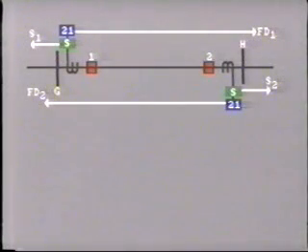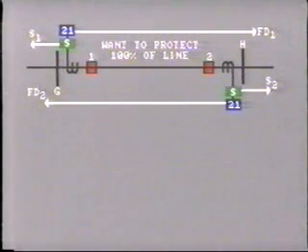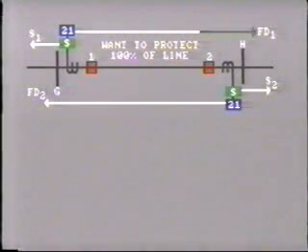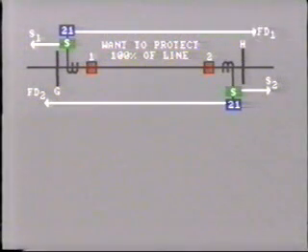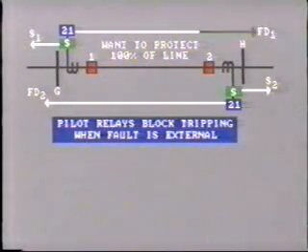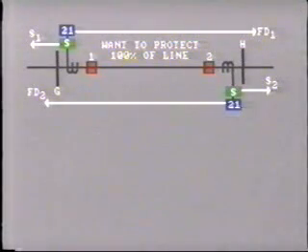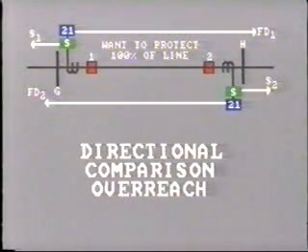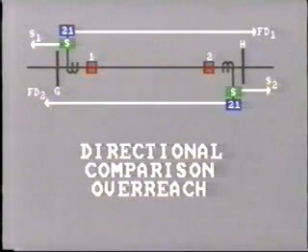In this arrangement, in order to achieve the objective of protecting 100% of the line, the relays, that is, the fault detectors, are set to overreach into the adjacent sections of line. The pilot relaying system functions to block tripping when the fault is external. Let's see how this works. Again, directional relays are used at the end of each line, and this system is called the directional comparison overreach.